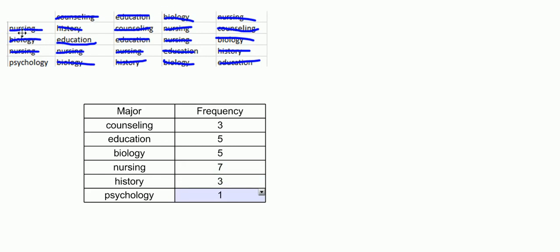That's 24. I just want to do a quick check. 3 plus 5, that's 8, 13, 20, 24, right? Always do a quick check that you got it right. And then it's just a question of making a bar graph.